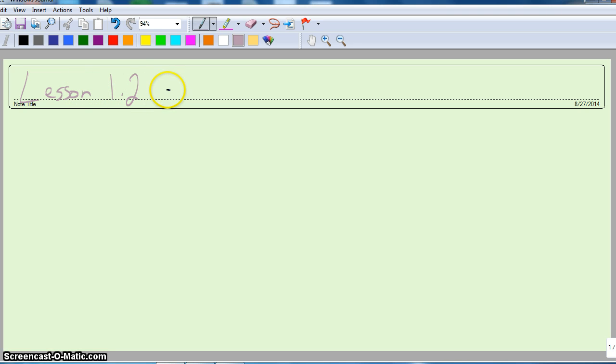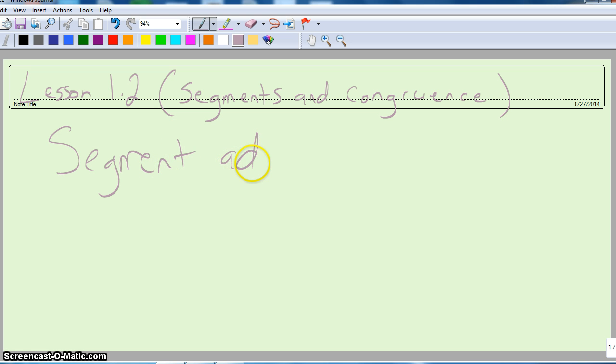Today we'll be going over lesson 1.2, and that is over segments and congruence. Pretty much the entire lesson is talking about something called the segment addition postulate.